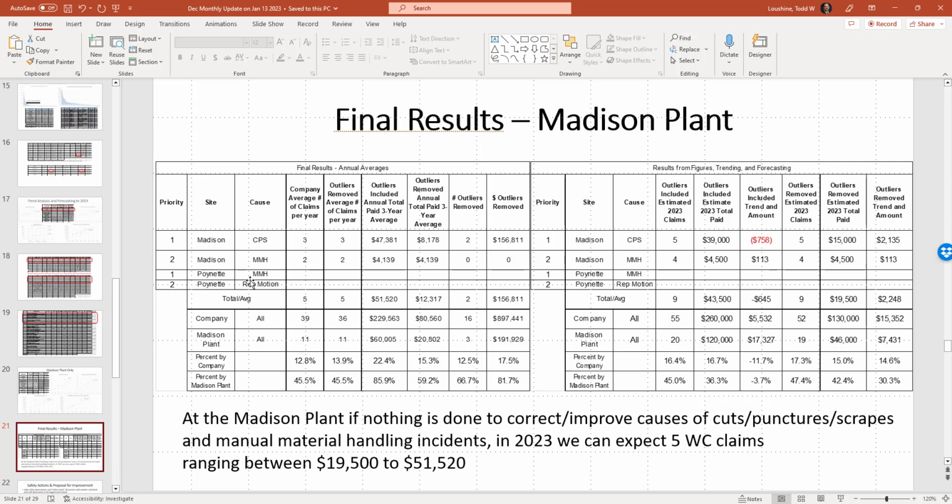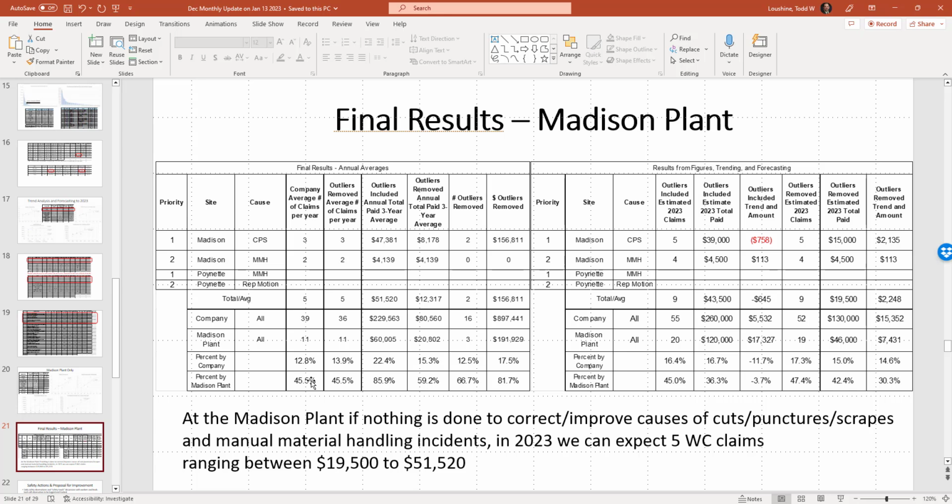Here's the final breakdown. I don't have the Poinet numbers. I'll be calculating those. I was letting my colleague at Poinet do his own work, and then we'll compare it back. He's found the same issues I ran into and corrected, and so I saved him a lot of time. And here's the breakdown here. And so we will do the annual average and forecasting, and then we'll compare it back to the overall to see what we have. So from a percent from the Madison plant.